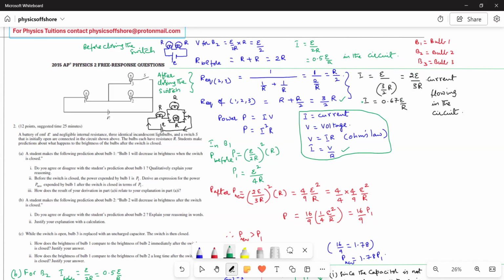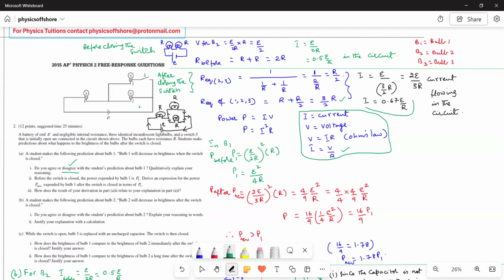So this is the current flowing through bulb 1, and this is the current flowing through bulb 1 before closing the switch. Which one is greater? This is greater. Am I right? This value is more than the first one. Obviously, the more current flows through the bulb, the brighter it will be. So it will not be dimmer. Therefore, we disagree.